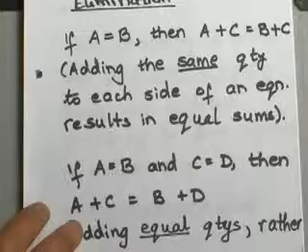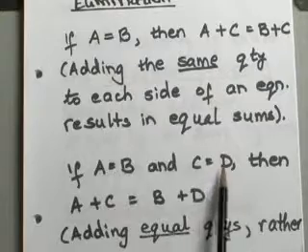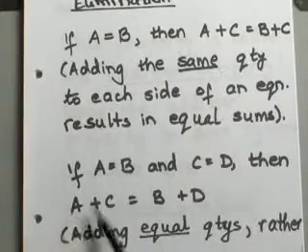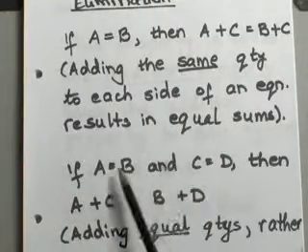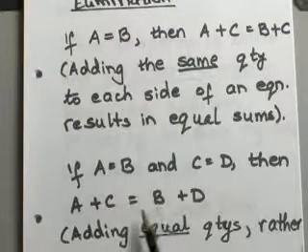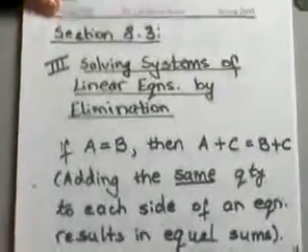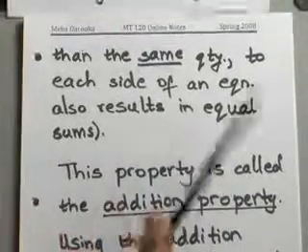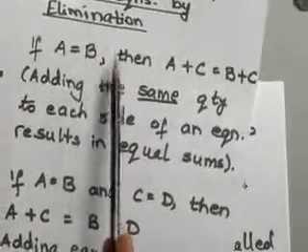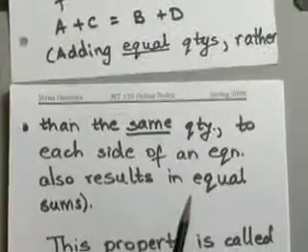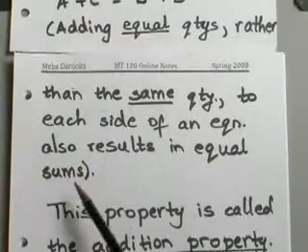Now let's look at another property here. This one says if A equals B and C equals D, so you have two equations, then A plus C equals B plus D. You're basically saying if you take A plus C, that will equal B plus D from your two given equations. So this property says if you are adding equal quantities rather than the same quantity, to each side of an equation, that also results in equal sums.